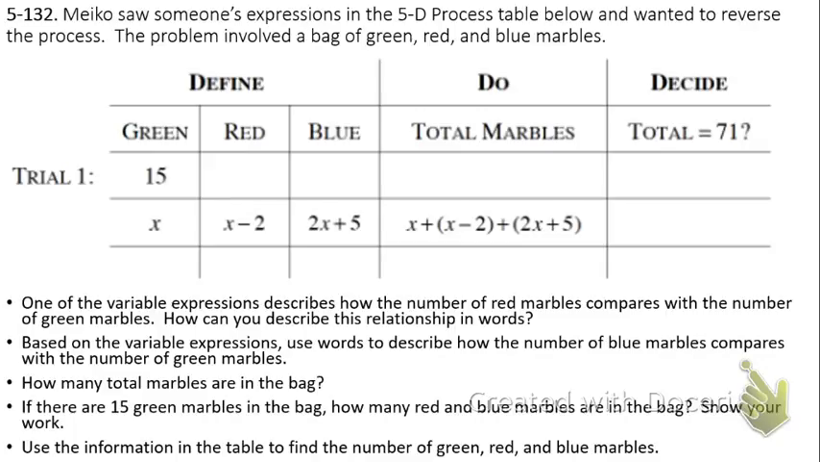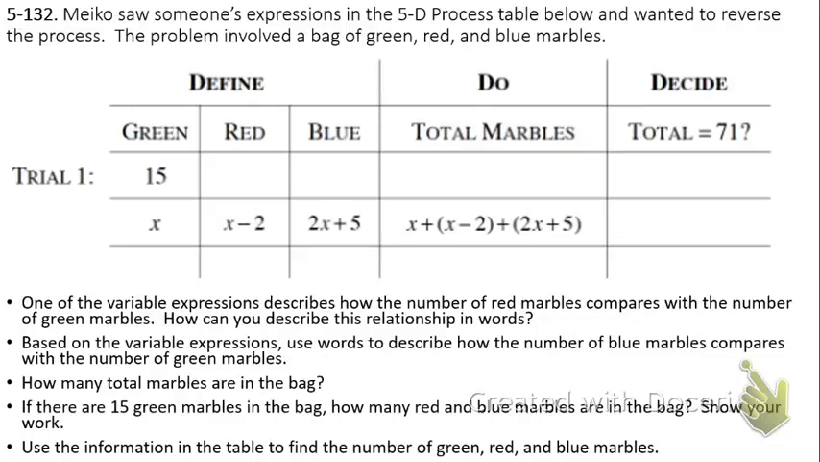Okay, 5.1.3.2. Maiko saw someone's expression in the process table below, and he wanted to reverse it. The problem involved a bag of green, red, and blue marbles. Alright, so make sure to write down this table. You're going to start filling it out. Try and reverse it yourself. Try and figure out if he guessed 15 first for the green, what is the red supposed to be? What is the blue supposed to be? What's the total marbles? And was it too small, too big? What was it? Go ahead and do that right now.